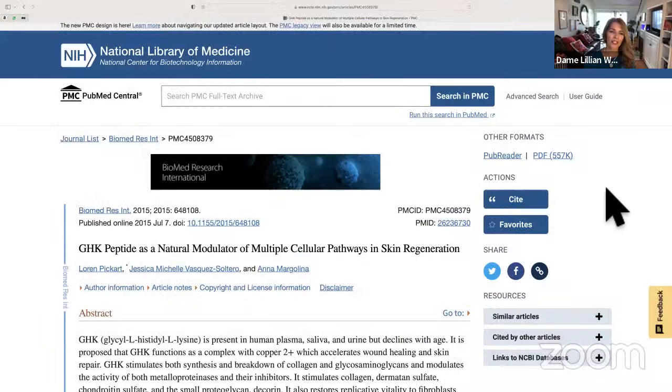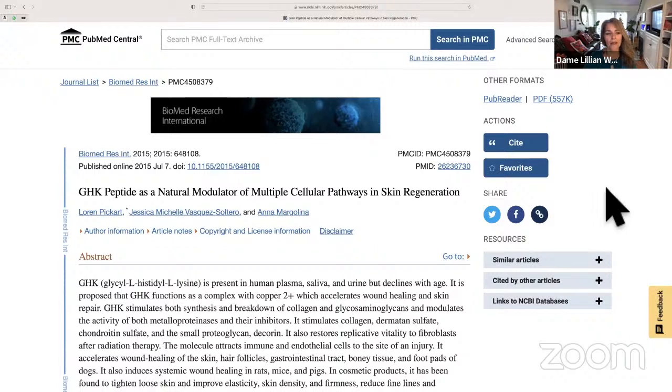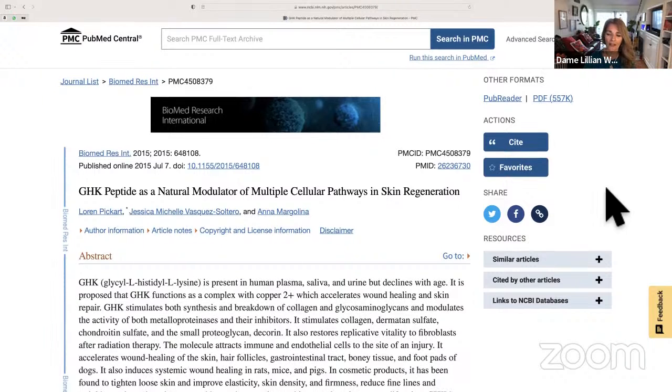All right, my friends and gems. So today we're going to talk about how to signal your stem cells to turn on. So without further ado, let me share with you my screen. I'm going to share with you a research paper that I came across here. And this is from the National Library of Medicine. And it's called GHK peptide as a natural modulator of multiple cellular pathways in skin regeneration.